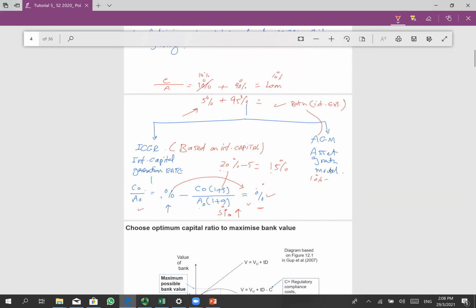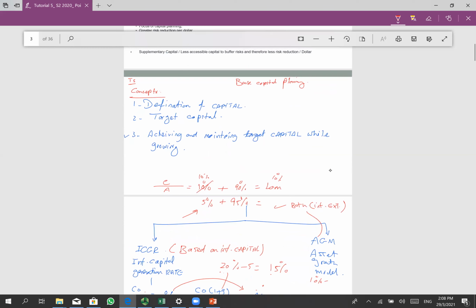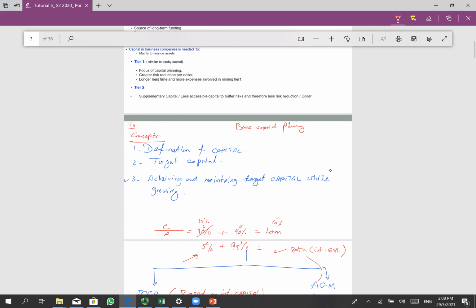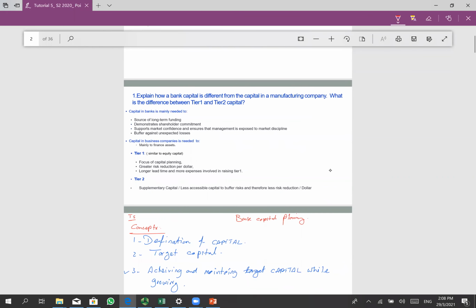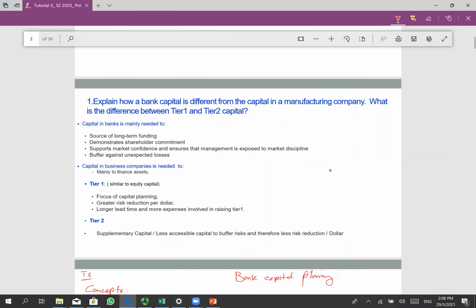Now, let me go back to my question. This is the whole story behind this tutorial. If you understand it like this, it will be a piece of cake, because maybe in the test, I will play with some of those ideas. Now, question number 1: explain how bank capital is different from capital in a manufacturing company. What is the difference between tier 1 and tier 2 capital?